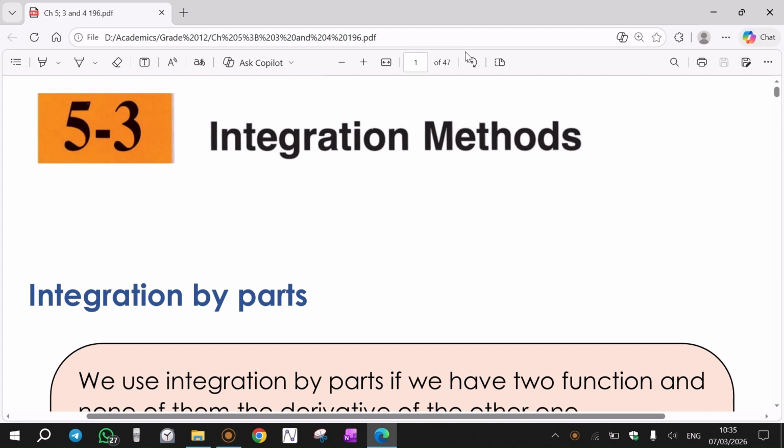In this lesson, we're going to start 5.3 to complete the book. This is the last section included for the Wizari exam of 2025-2026. Let's begin. Integration methods.